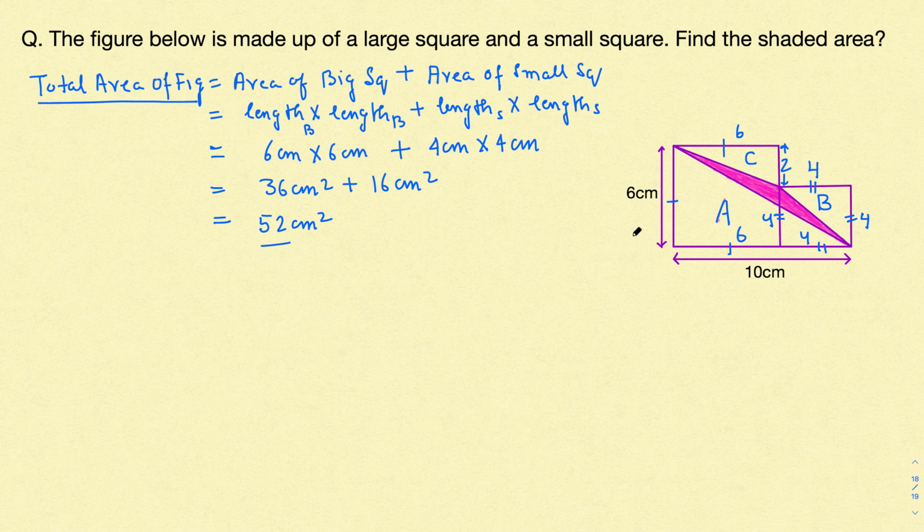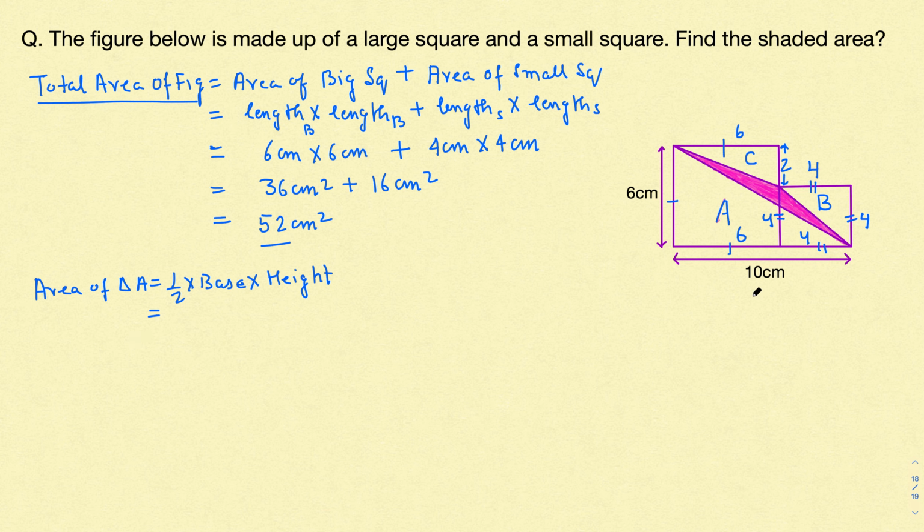Now let's find the area of the unshaded part. Which is what? Which is these three triangles A, B, C, right? So let's find the area of A first. So area of triangle A is half times base times height, okay?